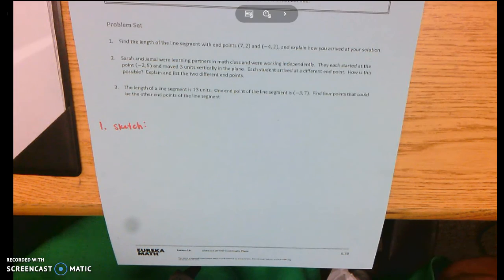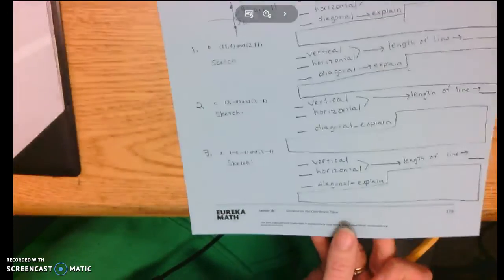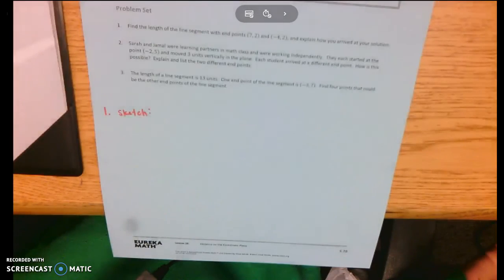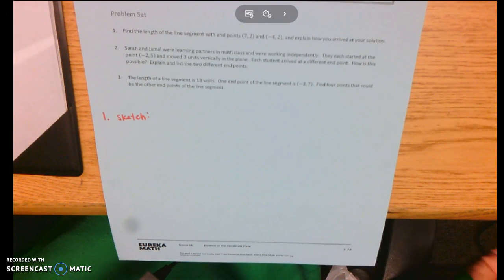However, at a minimum, it needs to be the front. Whether you do the back or not is optional. I do recommend that you do the back. It will be good practice. There are problems on here that you will see again on the assessment. So it would be smart of you to go ahead and get that practice if you have the time.